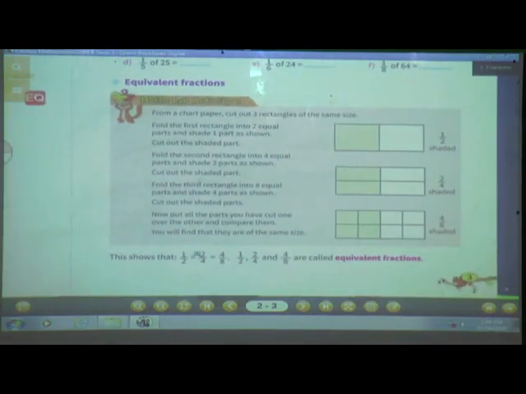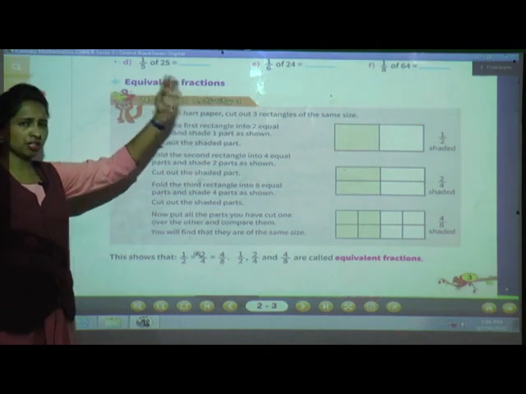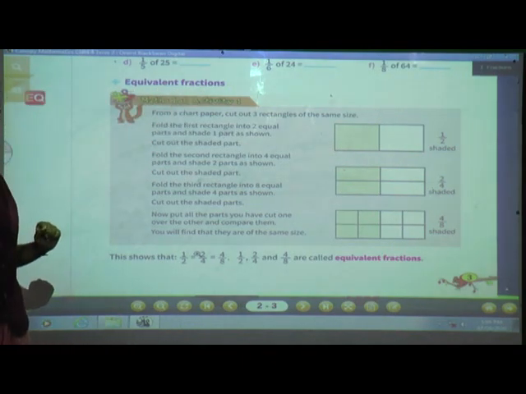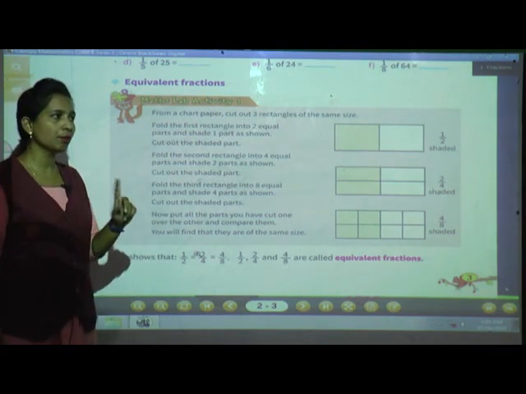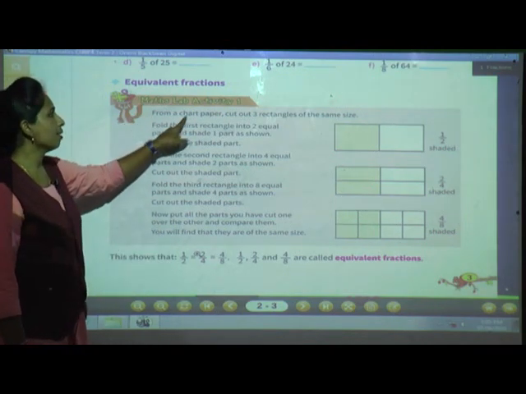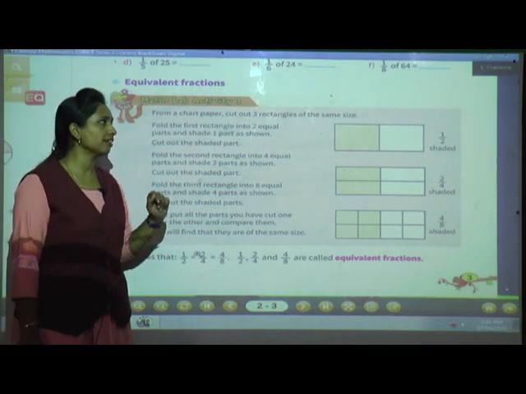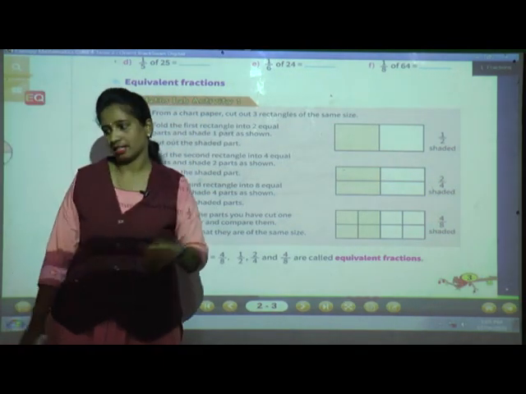Now we are going to study equivalent fractions. What is an equivalent fraction, students? The same we are going to study with the maths lab activity 1. Now what they say: from a chart paper, cut out 3 rectangles of the same size.